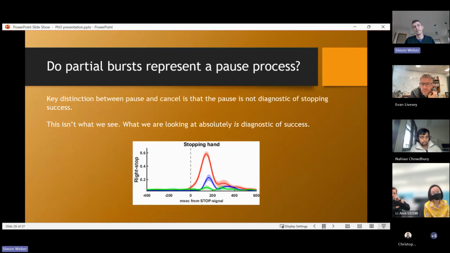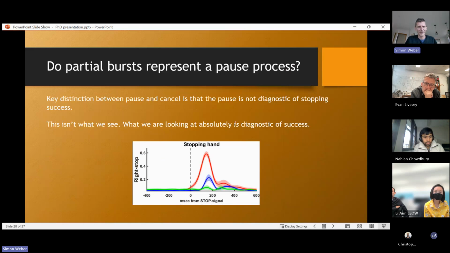Another key distinction between purported pause and cancel is that the pause is not diagnostic of stopping success, based on the definitions suggested in this model. But this isn't really what we see. What we were looking at with these partial bursts pretty much was diagnostic of stopping success. It's not as though people were slowing their movement, or as though the muscle activity stopped a little bit and then fully stopped. It just has a downturn. For all intents and purposes, it very much is the cancellation of the action at the level of the muscle.